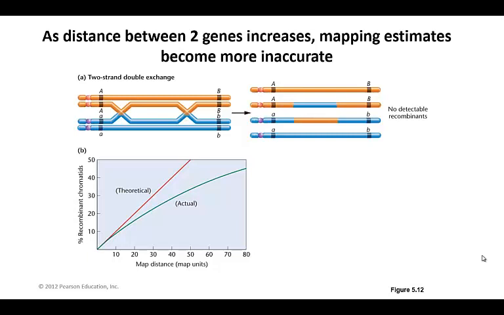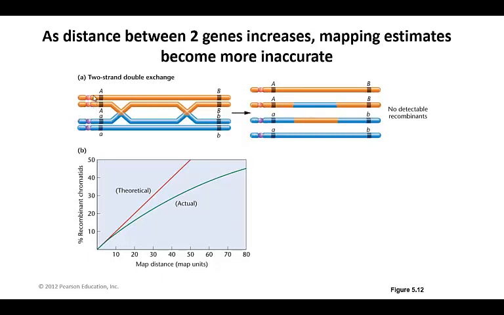Okay, so I mentioned at the end of the previous video that sometimes the map units weren't necessarily 100% accurate, and it was more of a relative distance that you could measure. One of the reasons for this is that as you increase the distance between two genes, these mapping estimates are just going to become more and more inaccurate. And one of the reasons for this is because you can start to see things like this two-strand double exchange.